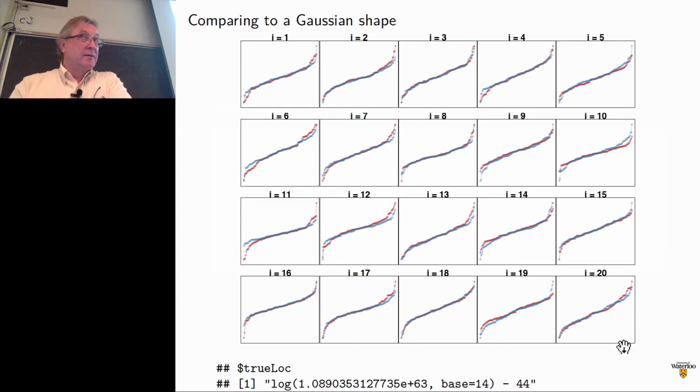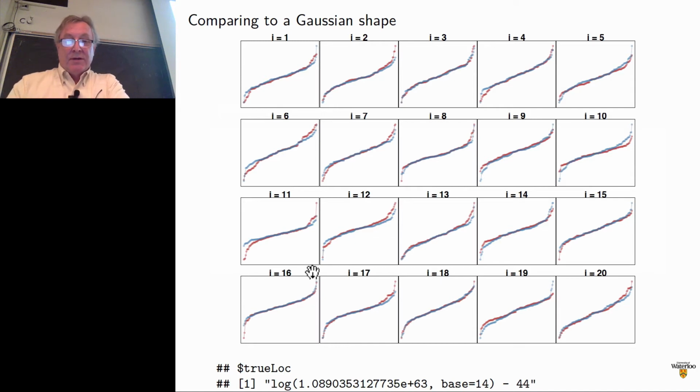20, 19, 18, 17, 16, 11, oh, it's a snowball. Put your hands up again.